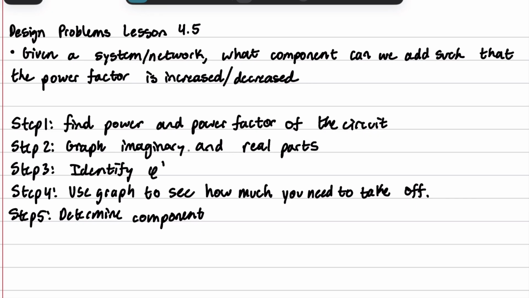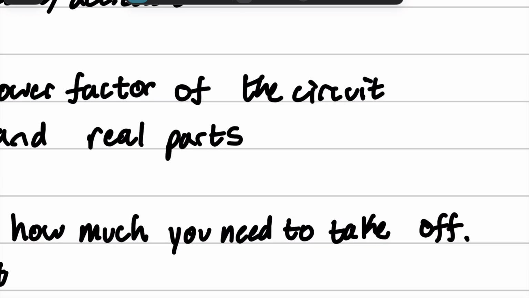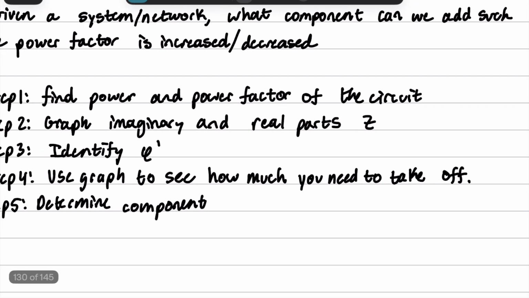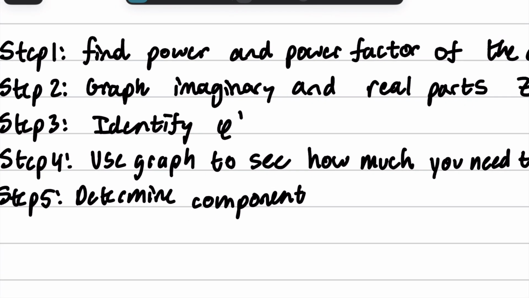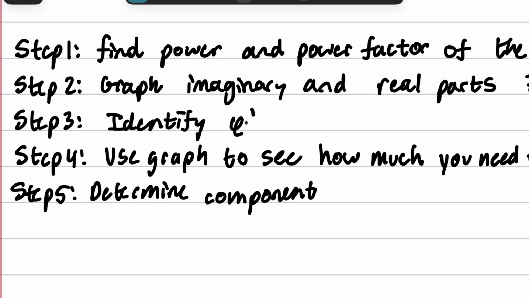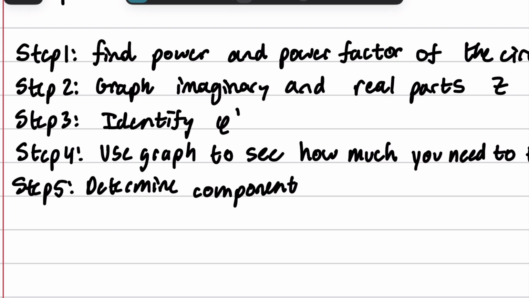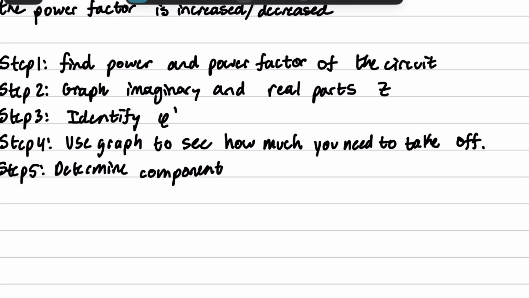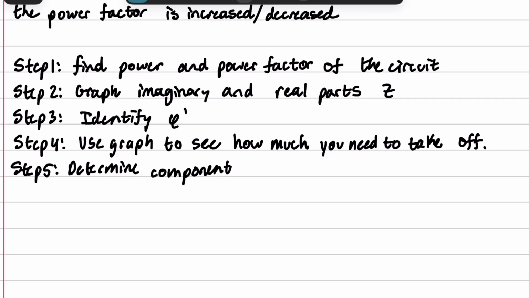The second thing is to graph them. So graph the vector that is produced by the impedance, okay? Because we know that the impedance is related to the power factor. We're going to identify a new angle, phi prime, and this phi prime is going to be the phi of our modified impedance. And then we're going to use the graph to see how much you need to take off. I added this step because it's nice to visually see what needs to get removed. And then finally, we're going to determine the component, and we're going to look at that more in detail.